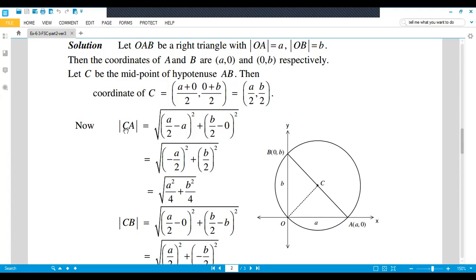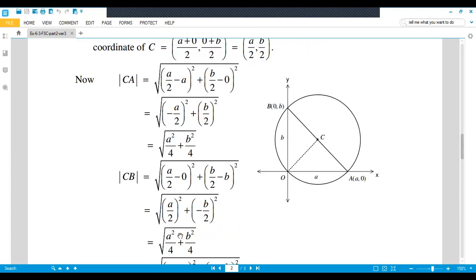This is the distance from C to A. Now we find the distance from C to B. Again, (a/2 − 0)² plus (b/2 − b)². So we get a²/4 plus b²/4.